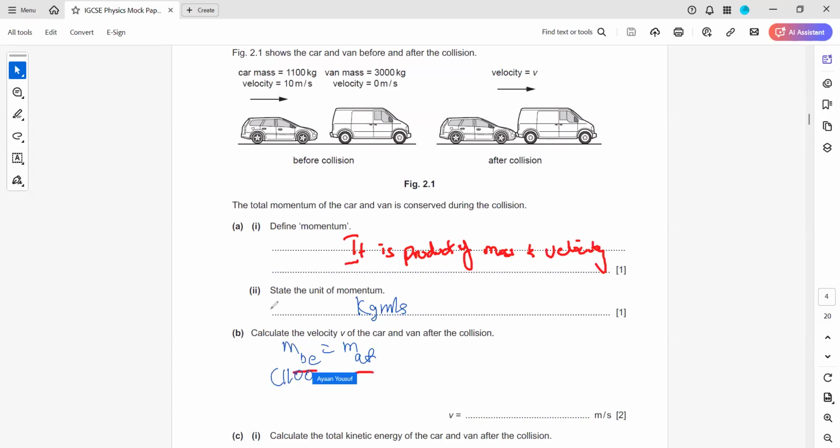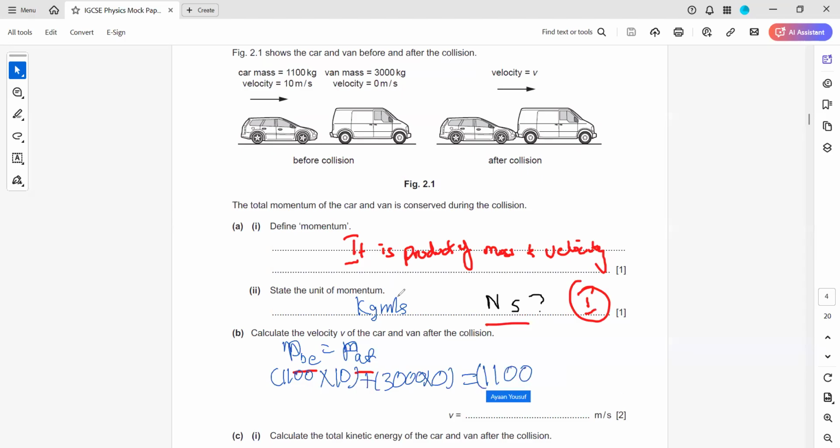Momentum is represented by the letter P. Can we use Newton second? Yes, it's equivalent to Newton second, but Newton second is mainly used for impulse. Even the unit of impulse is also kilogram meter per second. Newton second is not a wrong unit. When we represent something in base units, we write kilogram meters per second. Can I say momentum is mass multiplied by distance traveled? No, you cannot say that. It is mass multiplied by displacement in a unit time, not distance.